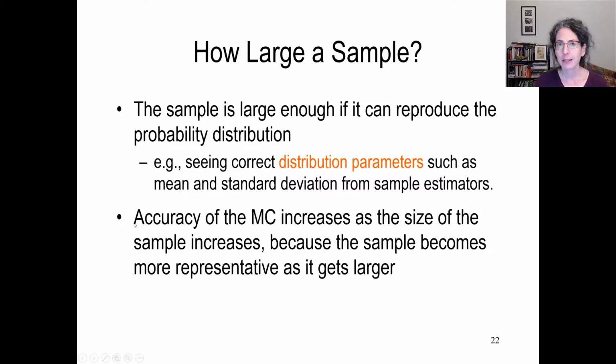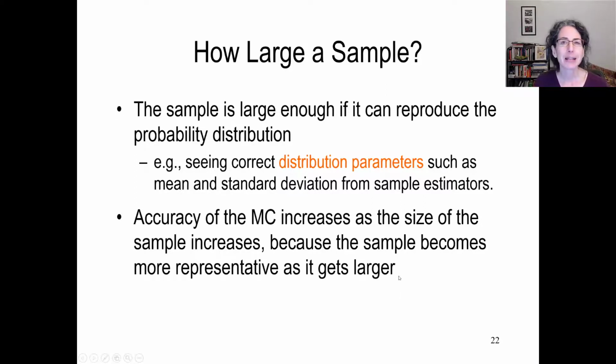So thinking back to the last lecture, we want to imagine this first line here being in green, as it was there, and we say the accuracy of the Monte Carlo increases as the size of the sample increases, because the sample becomes more representative as it gets larger. Now that is because it's a random sample. A sample doesn't automatically become more representative as it becomes larger.